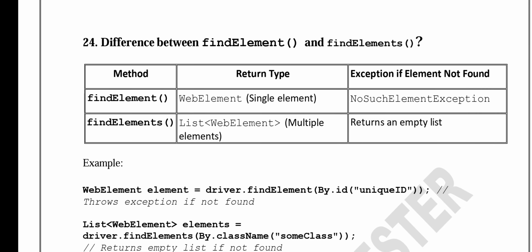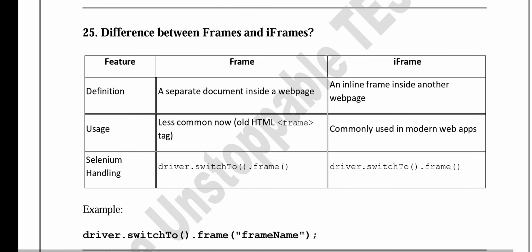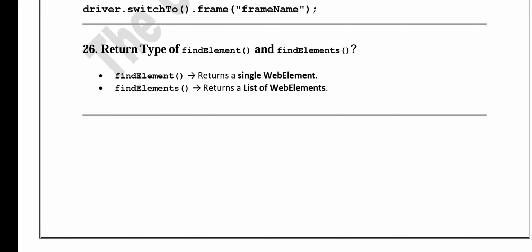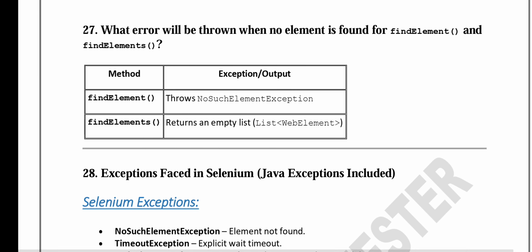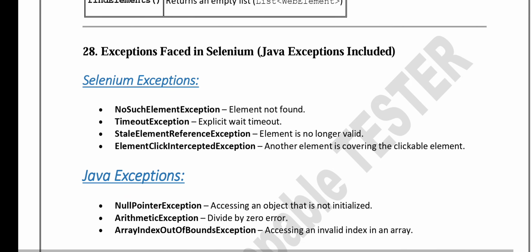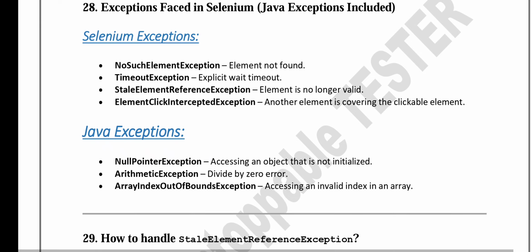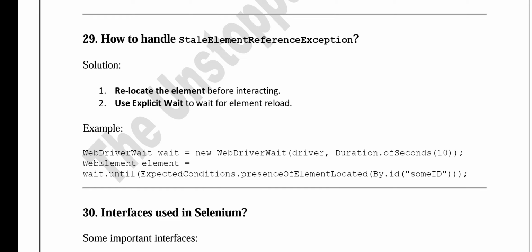And what's the difference between find element and find elements? What's the difference between frames and iframes? What is the return type of find element and find elements? What error will be thrown when no element is found for find element and find elements? What are the exceptions you frequently faced in Selenium? How to handle stale element reference exception?